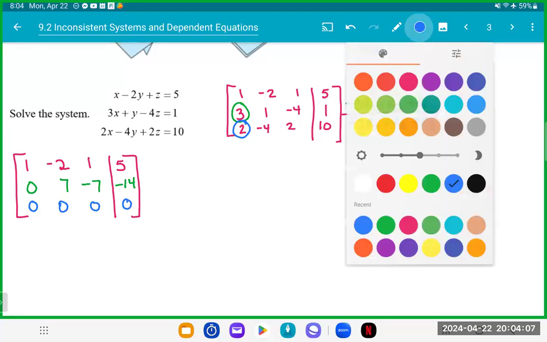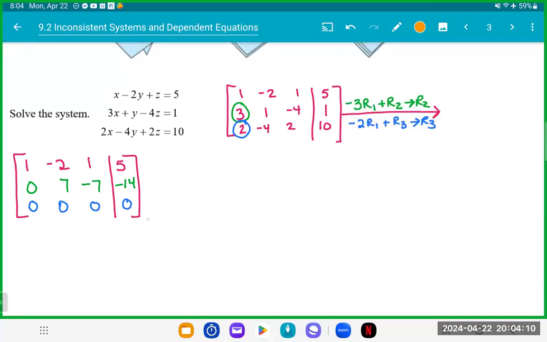Okay. I want to point that out here. This here is what we would call an identity, because 0 does equal 0. But because we have a row of all zeros, it really just means that our first equation and our third equation are multiples of each other. And when we look at that, we can see that that third equation is really just 2 times the first equation. Okay? Question.